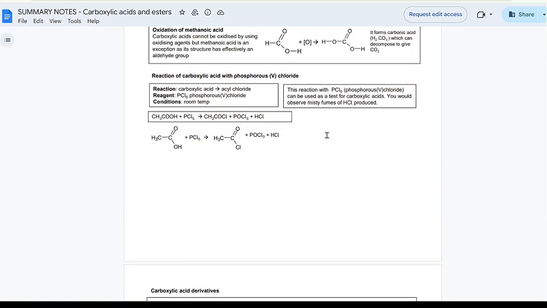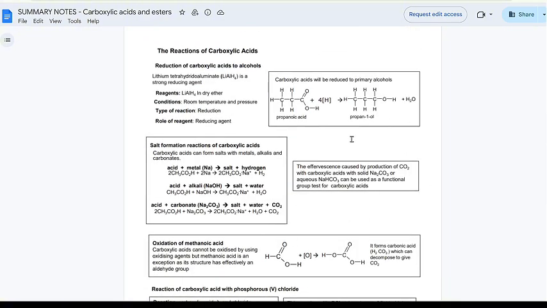Reaction of carboxylic acid with phosphorus(V) chloride, PCl5. I believe that will make you an acyl chloride. Let's see. Yep, we got an acyl chloride just here. Room temperature conditions. Uses a test as well. Misty fumes for HCl, and then this one obviously is just the test for carbon dioxide, or the test for carbonate ions in general.